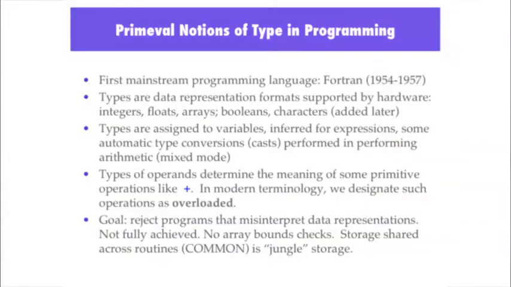The other thing that was going on is that the types of the operands determine the meaning of some of the primitive operations, in particular plus. Right? So if you use plus with floating points, you'd use a floating point add. If you used it with integers, you'd use an integer add. And in modern terminology, we'd say they were overloading some of their operations, using the same notation plus for two semantically different things, floating point add and integer add. But the goal of the type system, as I said, was to reject programs that misinterpret data representations.